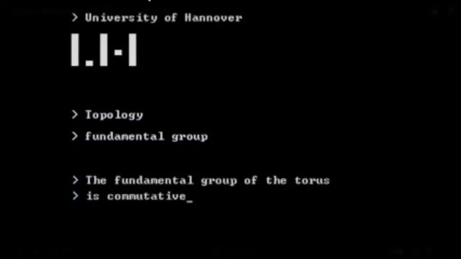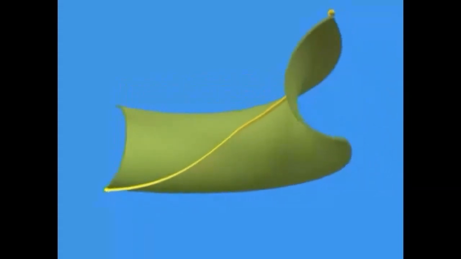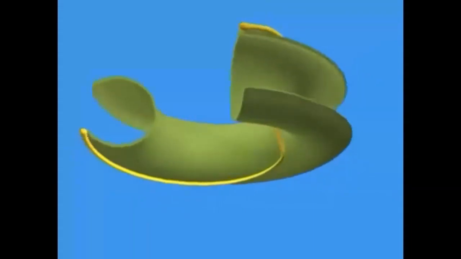So let's look at this. In this video, they're going to take that square. If you've never seen this before, this is the common way you get a torus. I'm going to take that unit square or rectangle, and you glue the edges together. Okay, so there's our torus.